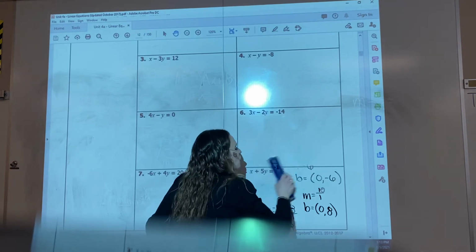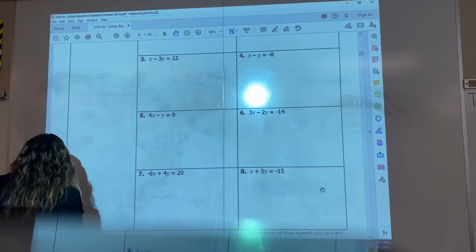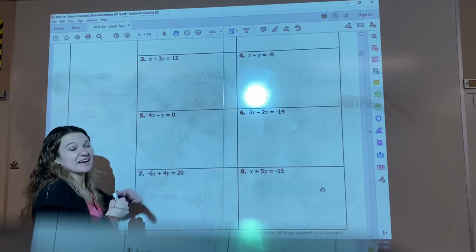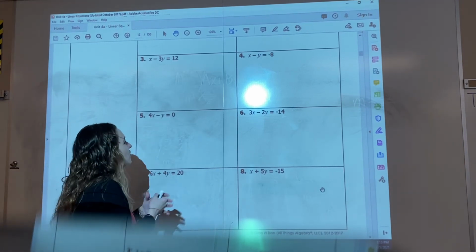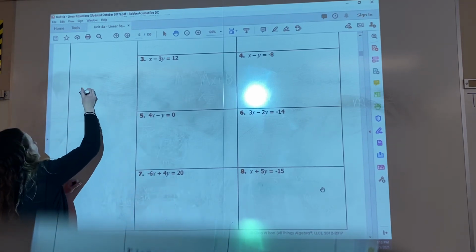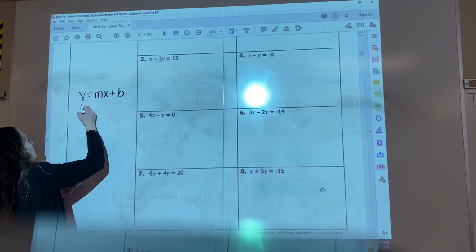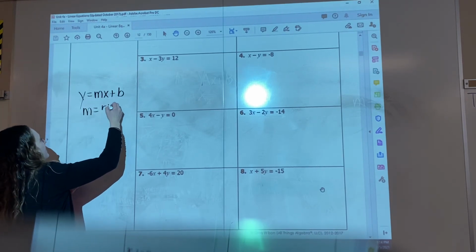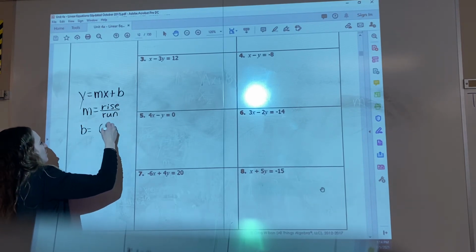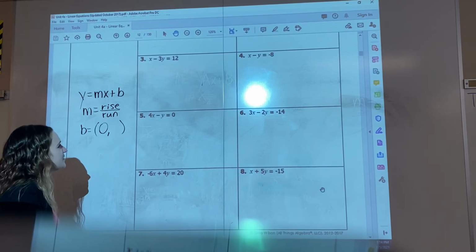So again, we're starting out in standard form, so it's good to familiarize yourself with this form, seeing the x term coming first, then the y, the equal sign, and then the constant term, that number without a variable. But again, we work with slope-intercept form, so we want to put it into y equals mx plus b. Remember, our slope is our m, that's our rise over run. And our y-intercept is an ordered pair where the line crosses the y-axis.